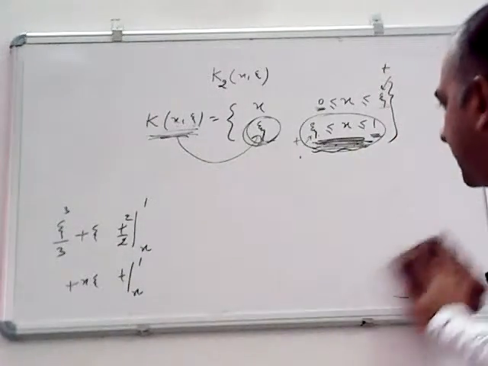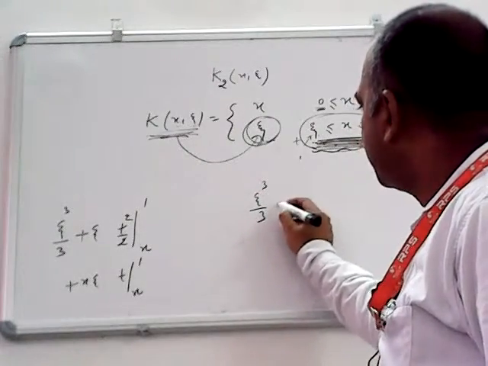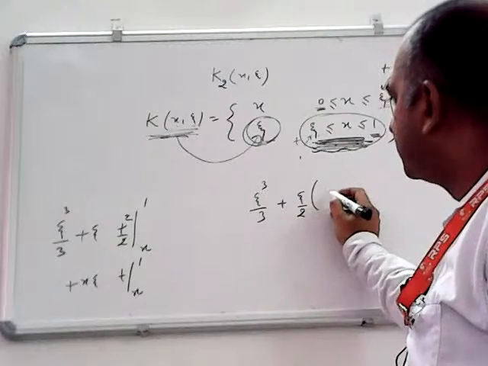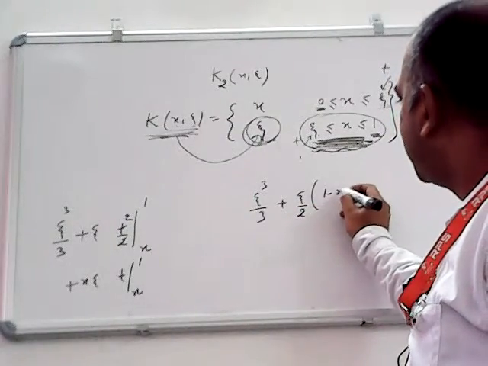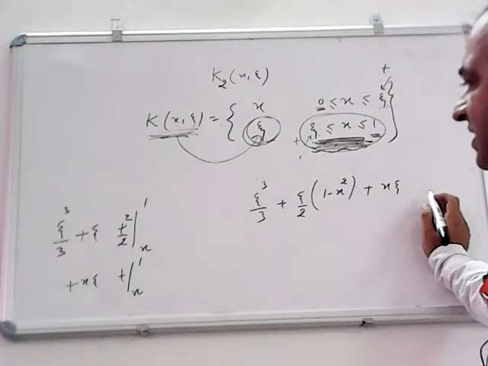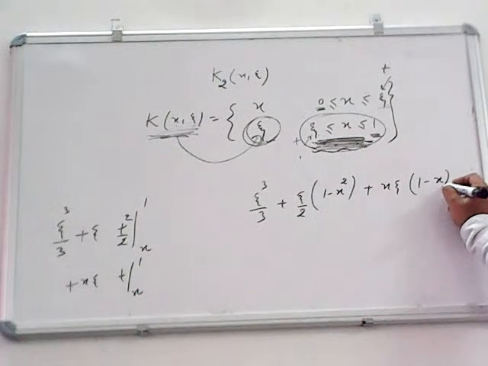Now we can solve it. We are getting xi cube by 3 plus xi into 1 by 2 is outside. So we will have 1 minus x square plus xi. Third case we are getting 1 minus x.